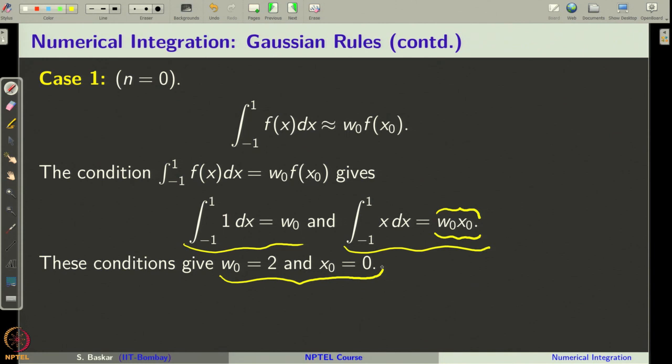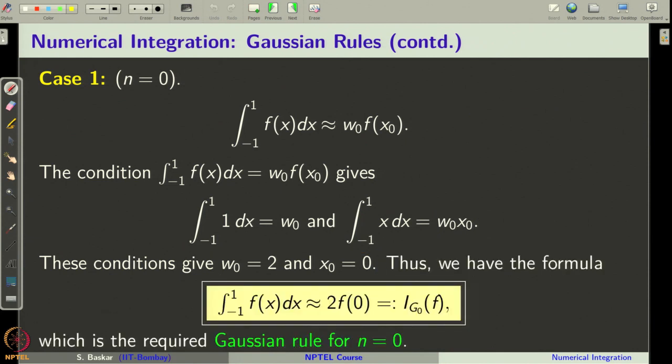In fact, you can easily check that it leads to w naught equal to 2 and x naught equal to 0, and in that way the quadrature rule finally reduces to this expression. So, what it says is the Gaussian rule for n equal to 0 for the integral from minus 1 to 1 of f of x dx. Remember, this is a particular case only, minus 1 to 1 f of x dx is given like this.